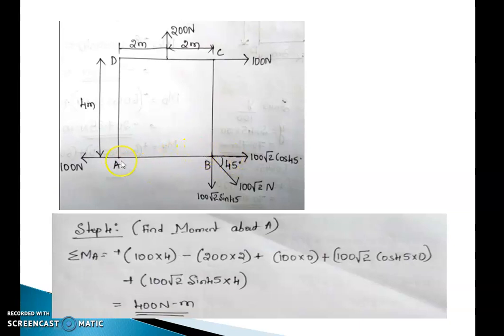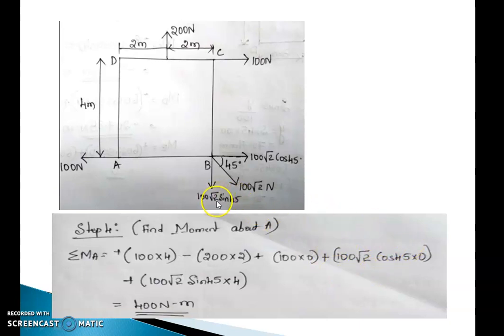In fact, A and B are at the same level, so there is no perpendicular vertical difference between these two points A and B. So 100 square root 2 cos 45 into 0. If you put plus or minus, it will be the same: 2 plus 0 equals 2, 2 minus 0 equals 2. So it never contributes, plus or minus. The entire answer will be 0.